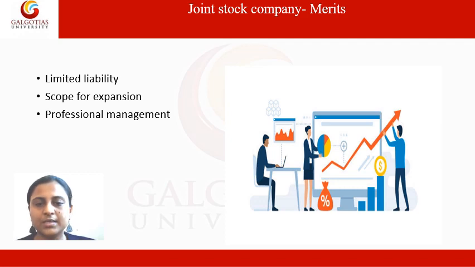Next is professional management. Since a company can afford to pay higher salaries to specialists and professionals, it can therefore employ people who are experts in their areas of specialization. That's why there are different divisions, and every division is supervised by an expert. This leads to balanced decision making and greater professional management.